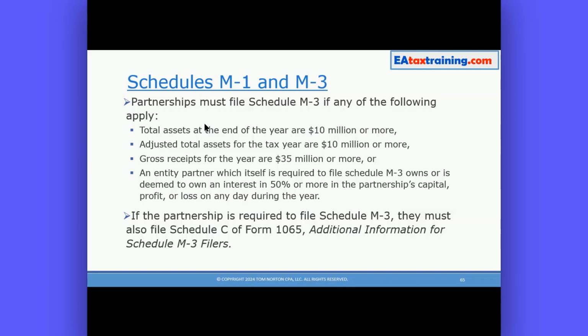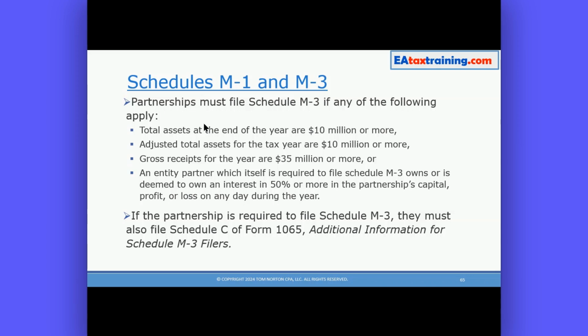So if you have a large partner or partners that in total own 50% or more of the partnership, and those large partners are required to file a Schedule M3, and it could be a large partnership or it could be a large corporation, because large corporations are also required to file a Schedule M3. So if those types of partners own 50% or more of this partnership, then this partnership has to file a Schedule M3, even if they don't meet any of the other criteria.